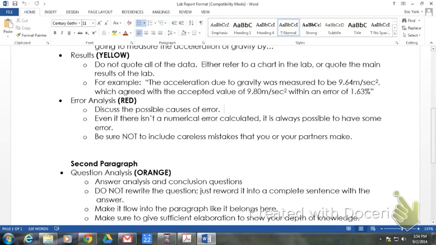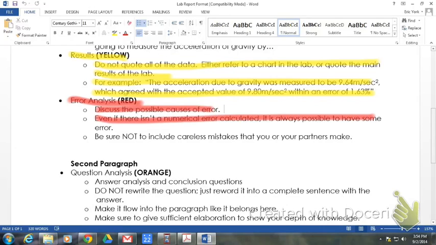And finally, the third part is the error analysis. So don't forget, on this paper you're also shading this red, and the above one shaded yellow. So we have our error analysis. The error analysis is where you just discuss the possible causes of error. So even if you don't calculate a number, make sure you're including any possible errors. That could be error with the instrument, things like that.